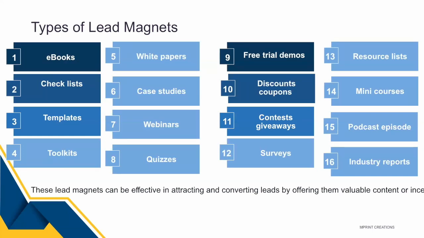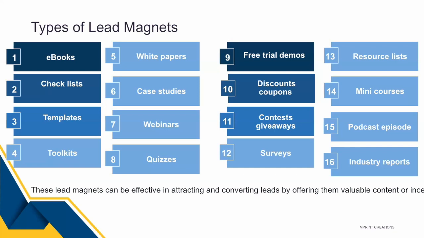So again, look at these 16 different types of lead magnets that you can create. Even a checklist of 20 things, a checklist of 10 things, a case study. And depending on the industry that you're in, this serves as a very good example.